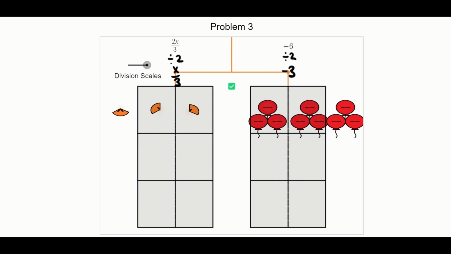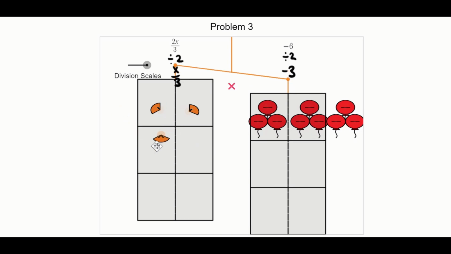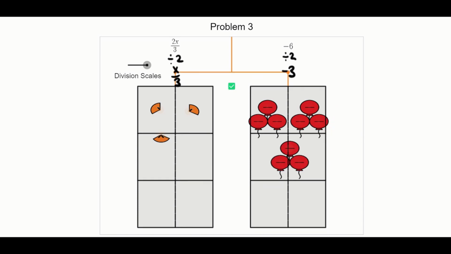So now that we know what one of these pieces is, if I want to add in a third piece, I know that each piece weighs negative 3. So now I can combine all 3 parts. I want to multiply this by 3 parts to make 1 whole x. So let's go ahead and put these together to get 1 whole x.